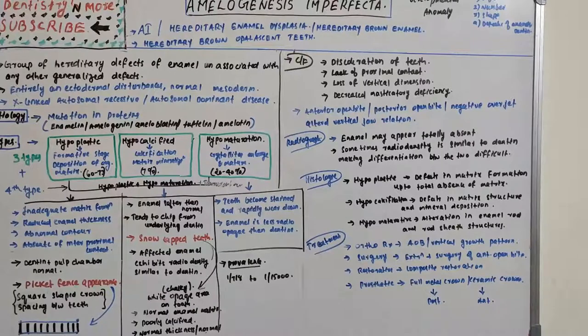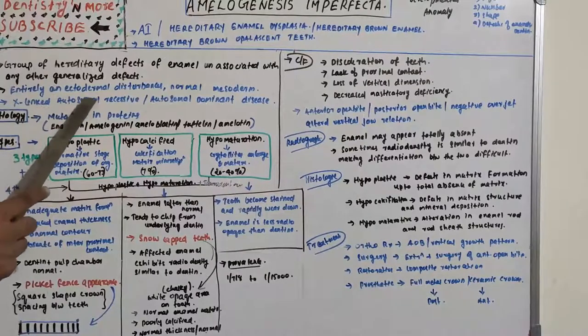Now let's see what AI is. It is a group of hereditary defects of enamel. It's not associated with any other generalized defects. So it is solely, exclusively attacking the enamel. It is an entirely ectodermal disturbance. Normal mesoderm is present. We know endoderm, ectoderm and mesoderm are present in the various tooth layers or tooth germs, and ectoderm gives rise to enamel. So it is entirely an ectodermal disturbance, not affecting mesoderm or other layers.